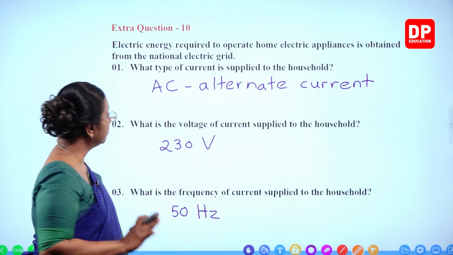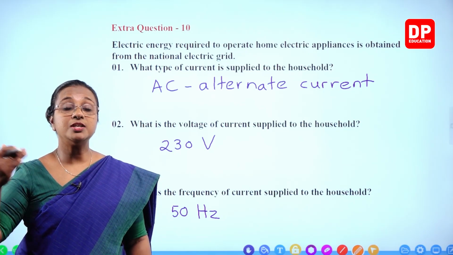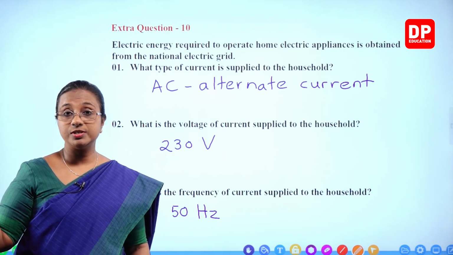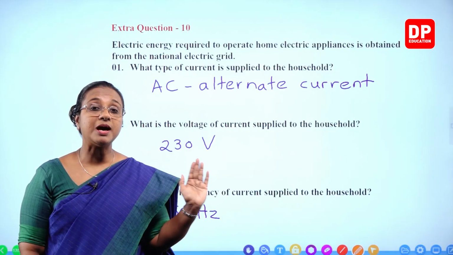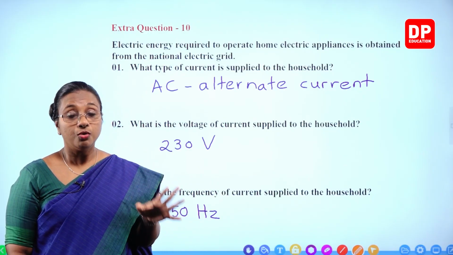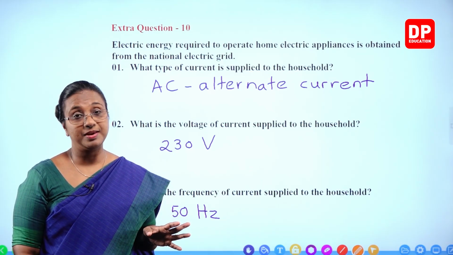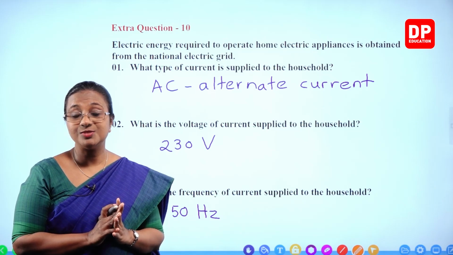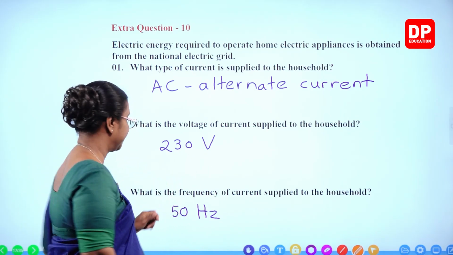So these are the values you all have to remember, students. From the distribution wire to the supply cable into the overload circuit breaker, it is AC alternating current with a frequency of 50 Hertz, and the voltage is 230 volts. And the maximum current that can flow through the overload circuit breaker or the service fuse is 40 amperes. You all have to know all these values, students. So with that, we'll move on to the next question.